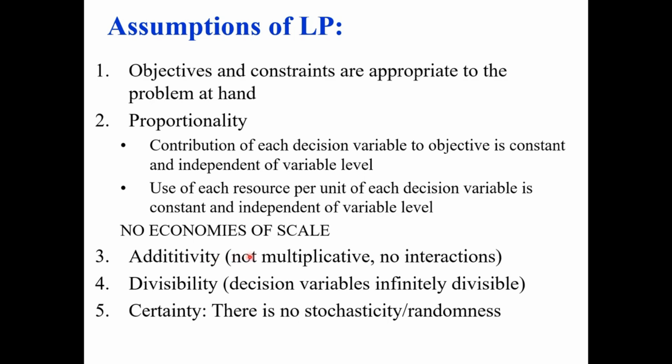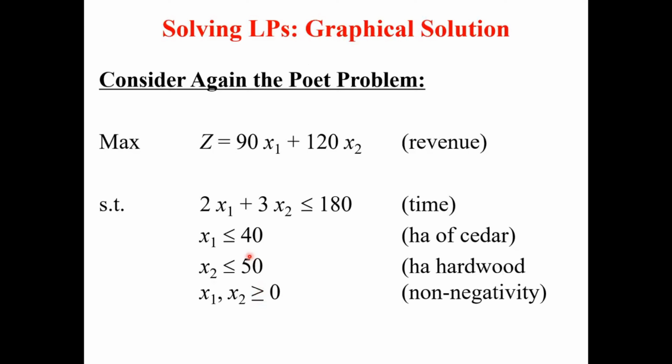We have additivity, no multiplicative or interaction terms, so we don't have an x squared or y squared, no x times y. Decision variables are infinitely divisible, and there is no stochasticity or randomness in these types of models. You can put them in, but that's done in different ways, and we can explore that maybe in another course or maybe later in the course, looking at uncertainty, which is, I think, chapter 9 of Dixit.